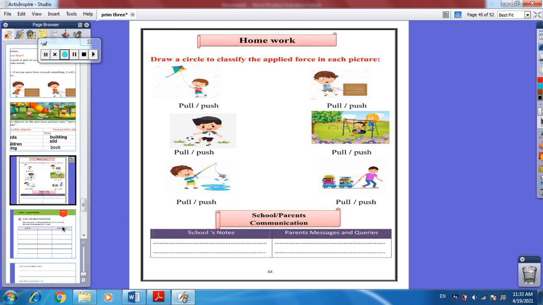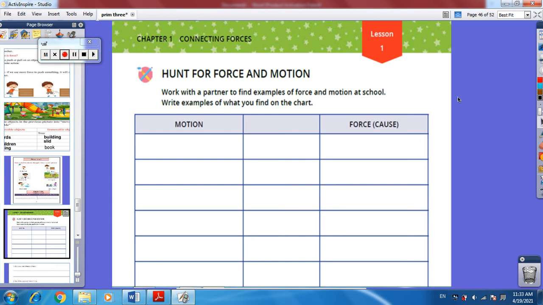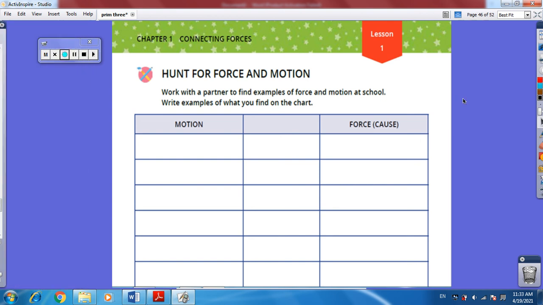Okay? And now open your Discover book, page number 131, to complete this table together as an activity on force and motion. Now, with your friend or with help from your mother, give me some examples of force and motion at school. When we are at school, we make different types of motion. Write these examples on the table.